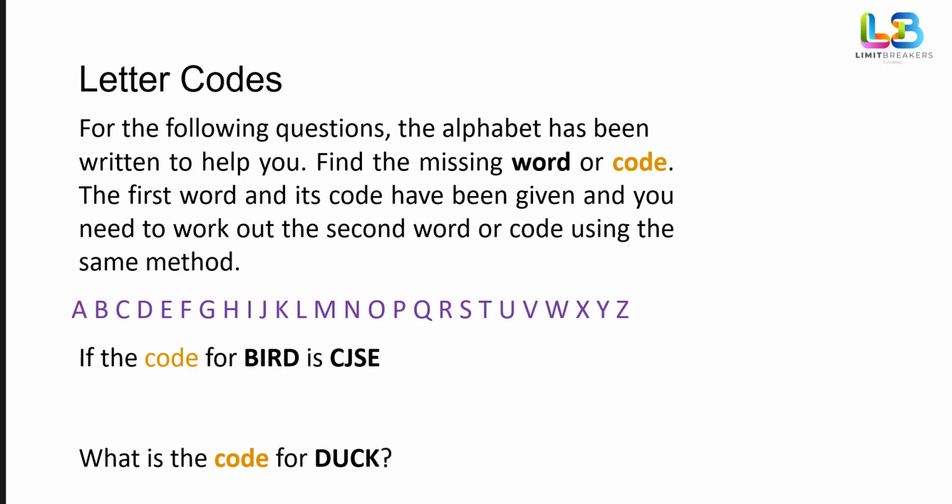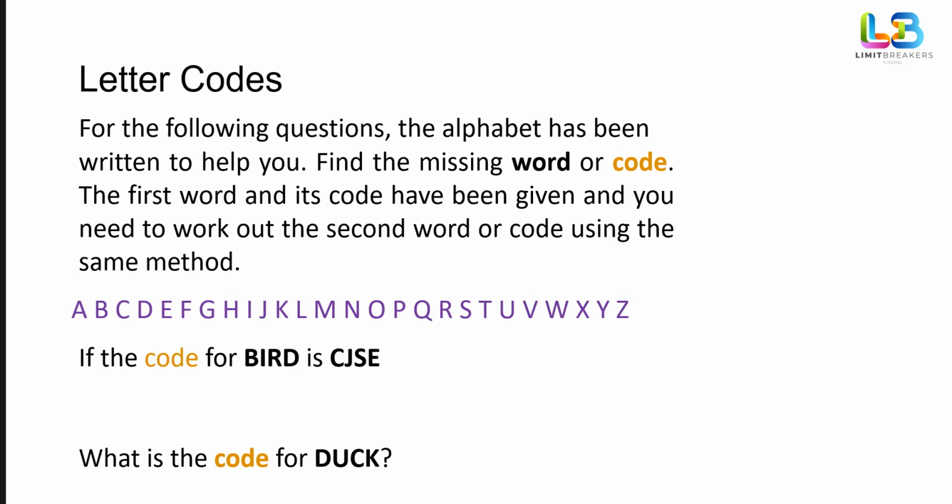In this video, we're going to be looking at letter codes. For the following questions, the alphabet has been written to help you. Find the missing word or code. The first word and its code has been given, and you need to work out the second word or code using the same method. If the code for bird is CSSE, what is the code for duck?